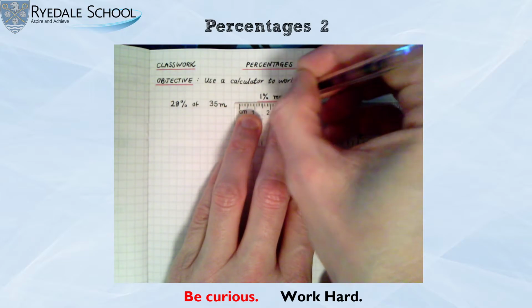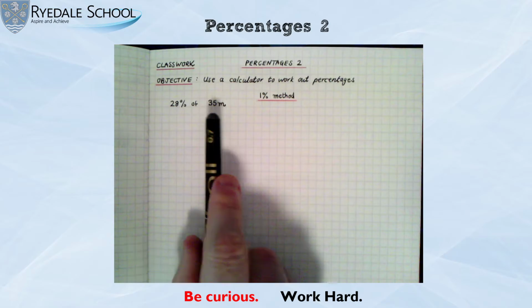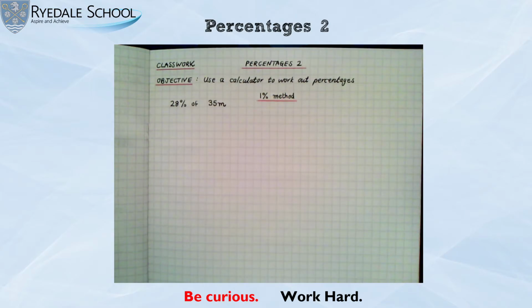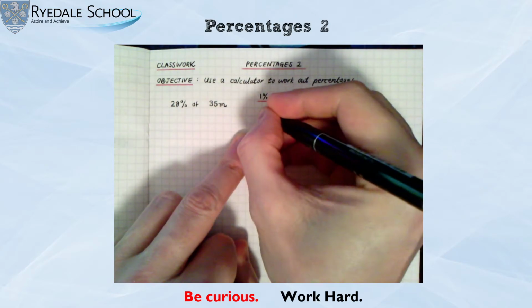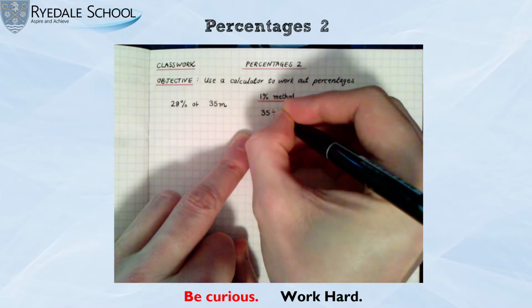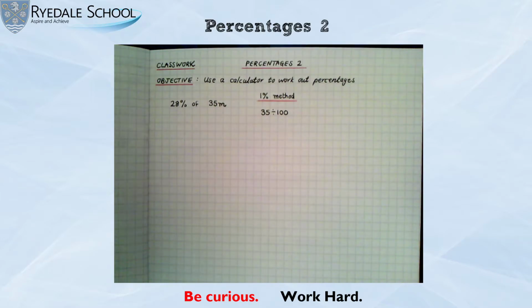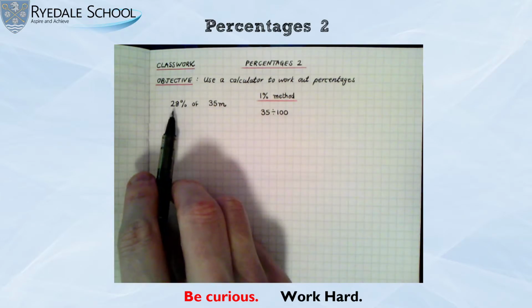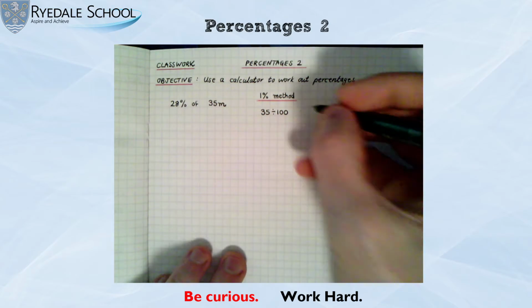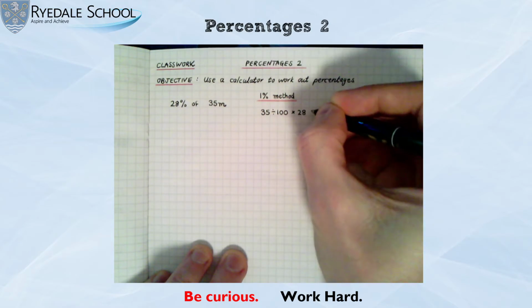So you might recall from last lesson, if you wanted to find 1% of a number, you took that number and divided it by 100. So if I wanted to find 1% of 35 metres, I would have to do 35 divided by 100. That would work me out 1%. But if I needed then 28 of those, I would need to times it by 28.